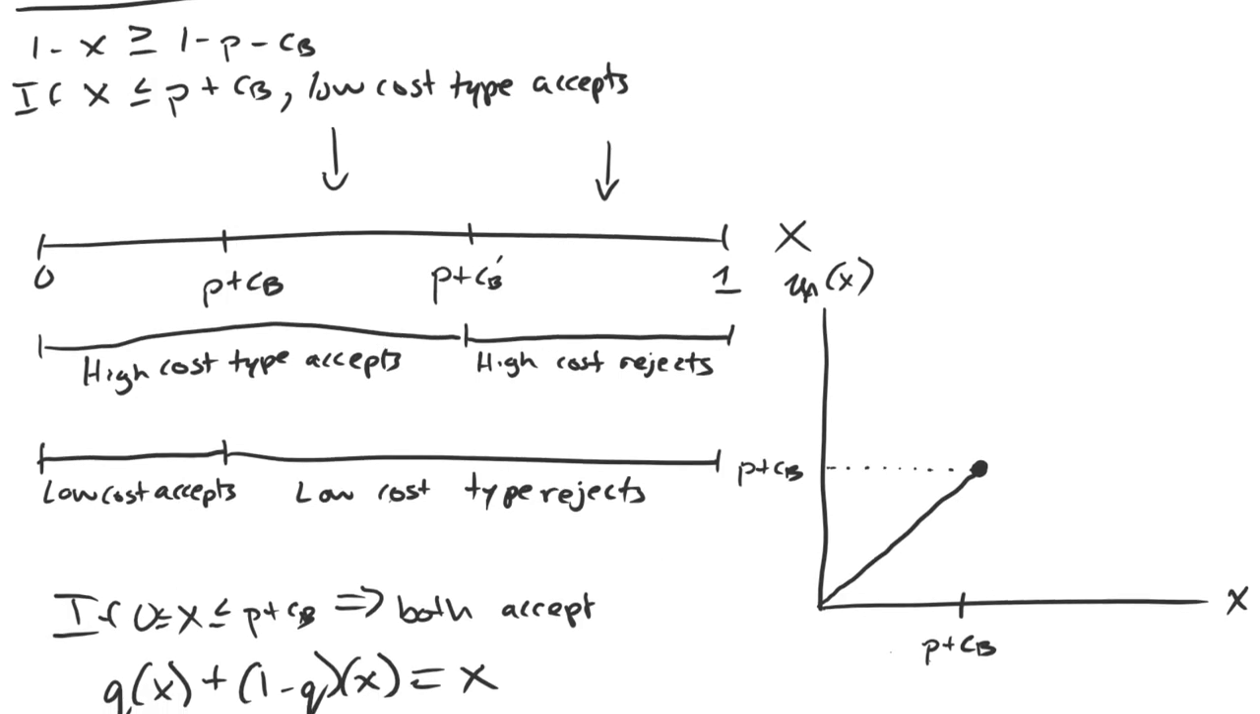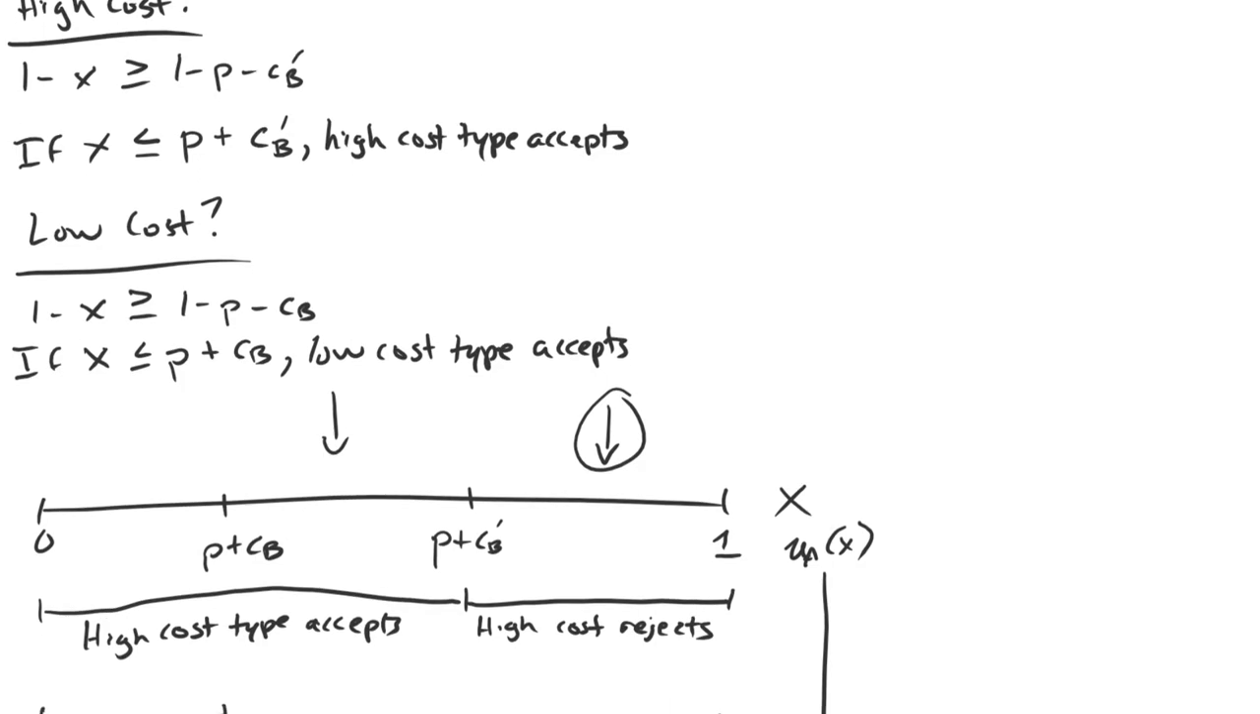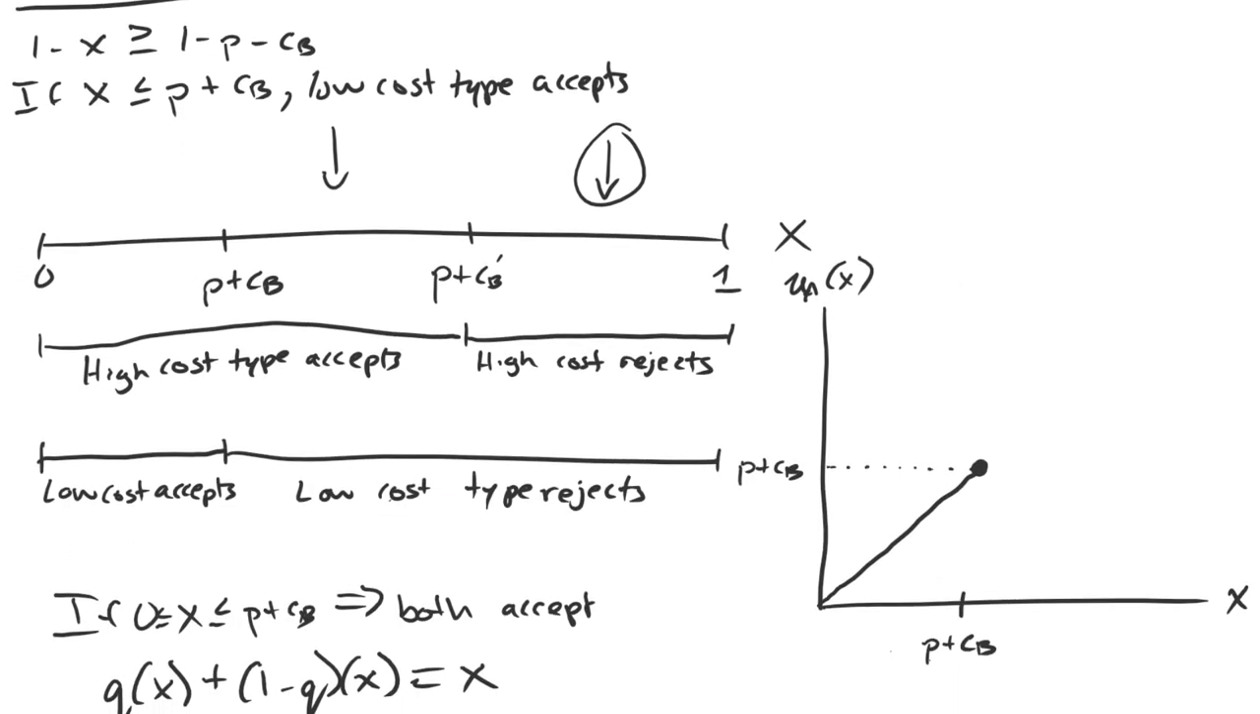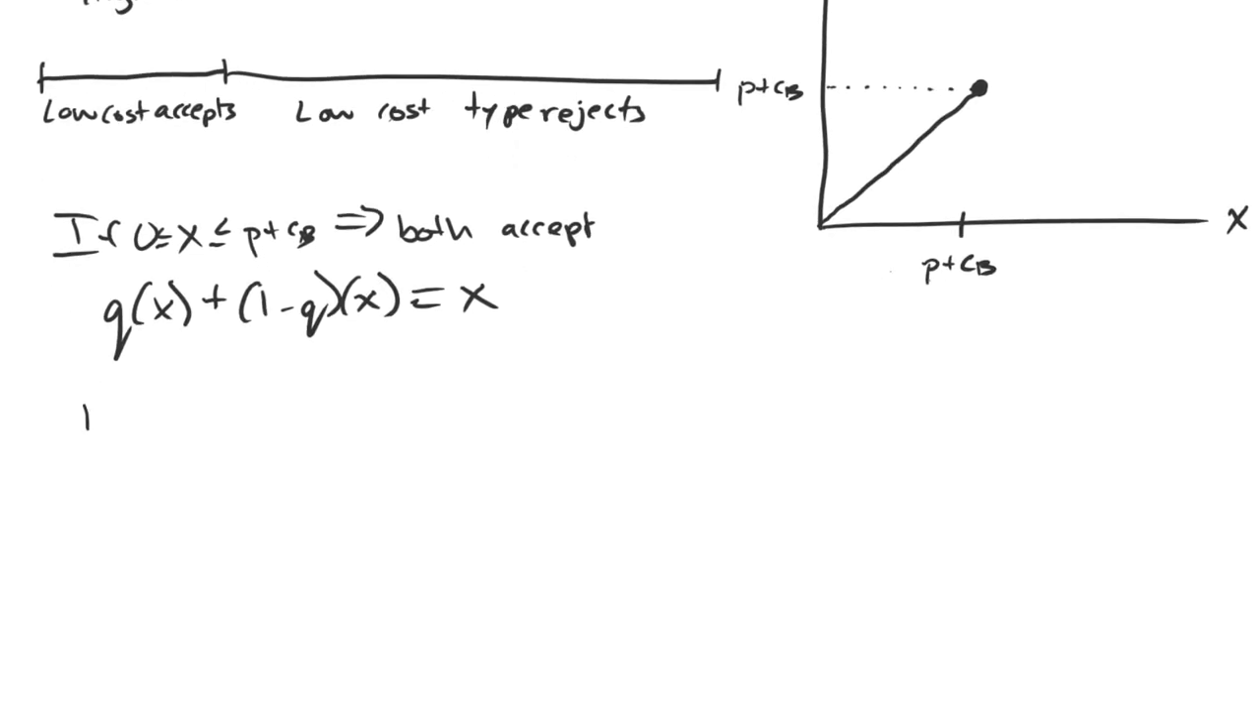What about if A is making a larger demand, the largest demands possible? So let's go in this region right here, where now you're making a demand that is greater than P plus CB prime. Well, what we figured out up here when we were solving for the high cost and low cost types' decisions is that both the high cost and the low cost type reject, because A's demands are just so, so large, neither type of B is willing to accept that, and so it prefers to fight. So if X is greater than P plus CB prime, that implies that both reject.